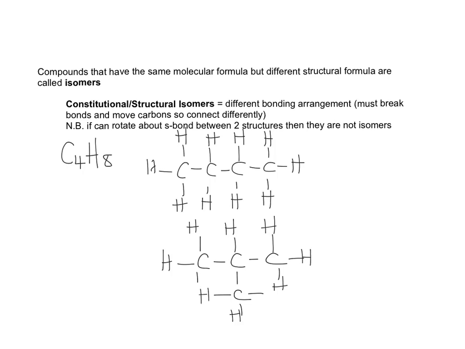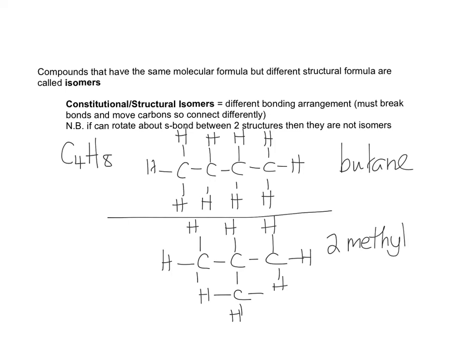Now, these have different structures. I cannot rotate around the bonds to make them go into the other structure. I actually have to pull carbons off and put them in a different place. So, they have different names. This is butane. And this is 2-methyl-propane. So they have different structures and therefore different names. But if you count them, they both have 4 carbons and 8 hydrogens, so they have the same molecular formula, different structural formula, and therefore different names.